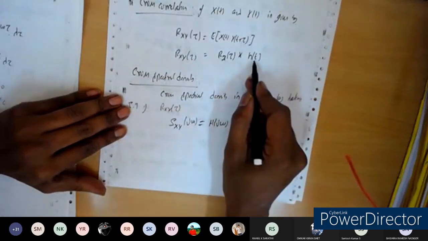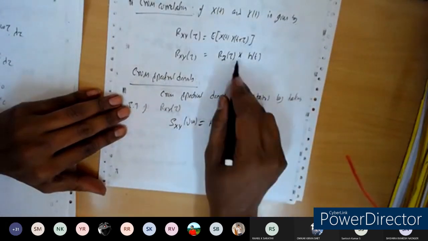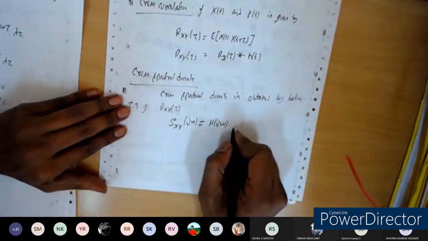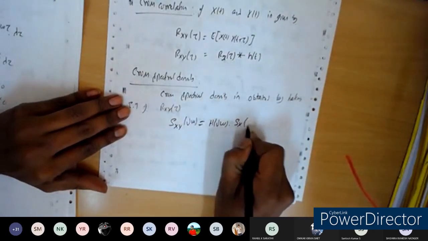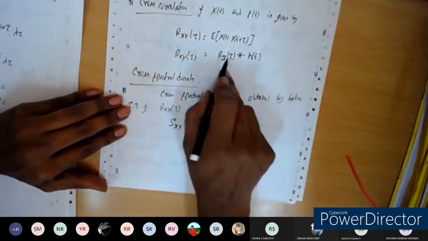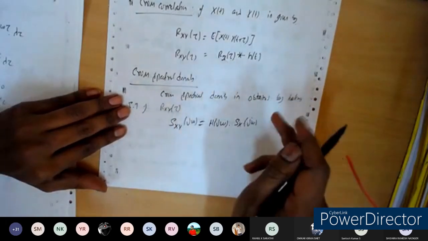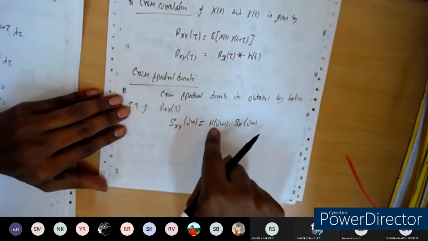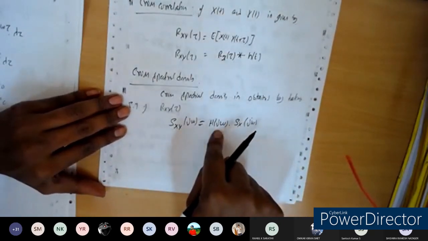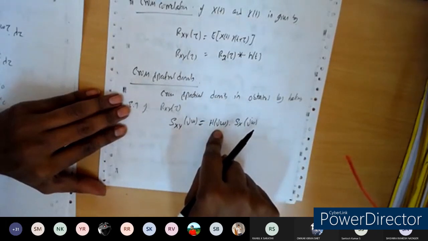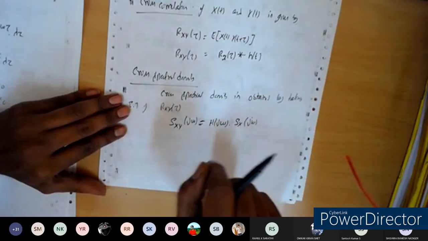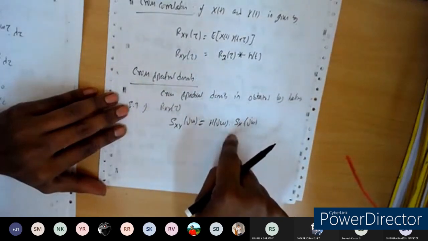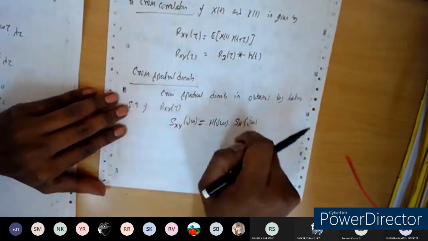So the Fourier transform of h of t is nothing but H of j omega, and you know that convolution in the time domain becomes multiplication in the frequency domain. So this can be written as Sx of j omega. The Fourier transform of this one is Sx of j omega. So this is the power spectral density. This is the cross power spectral density. This is the Fourier transform of the impulse response of the system. So this one you are going to call the cross spectral density.